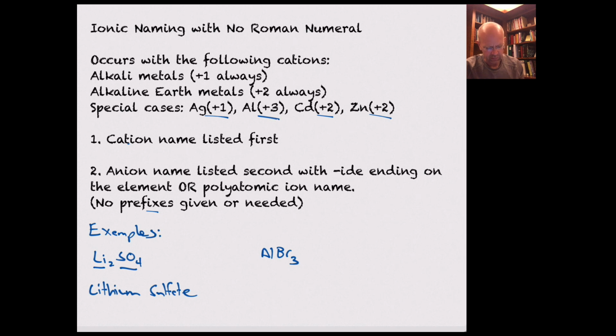Let's do another example. In this compound, we have 2 constituents, in this case 2 elements. We've got aluminum and bromine, right? And so the name is just put together by naming the cation first. Aluminum, right? And we have bromide as the second ion, right? Bromine becomes bromide because it's an element and it's an anion.